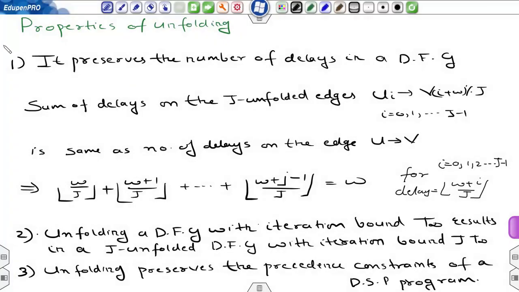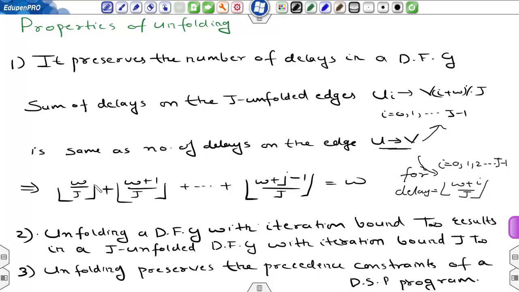So coming to the properties of unfolding, I have listed three main properties. First, it preserves the number of delays in a DFG. The sum of delays on the J unfolded edges is the same as the number of delays on the edge U to V. So the edge U to V is represented by this equation in the unfolded DFG, and the number of delays on that edge is calculated by the formula floor of (W plus I) divided by j, for I equal to 0 to j minus 1.